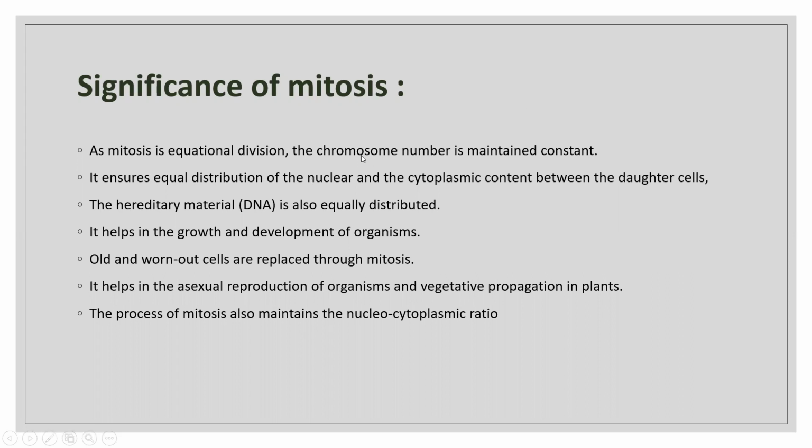So mitosis basically helps in vegetative propagation of plants. That means in buds and all, mitosis takes place. And the process of mitosis also maintains the nucleocytoplasmic ratio. That means the ratio of nucleus to cytoplasm is always maintained. Okay, so this was the significance of mitosis.